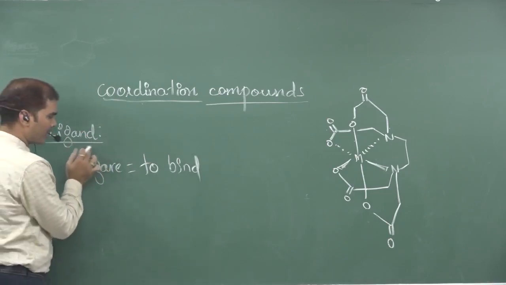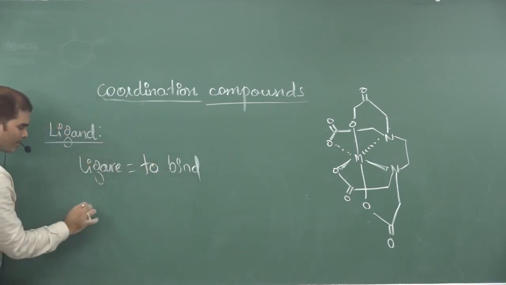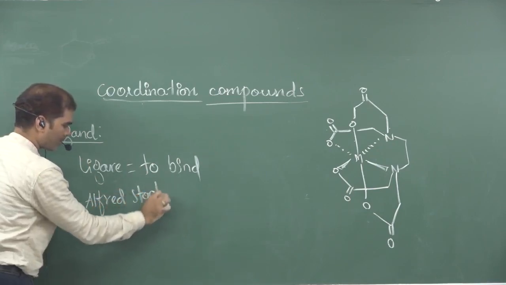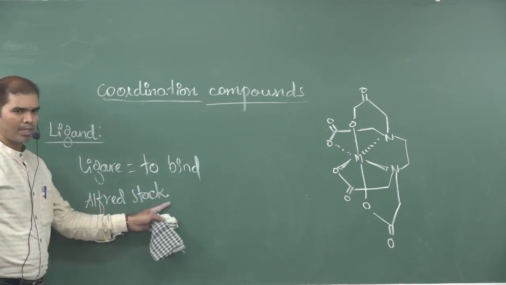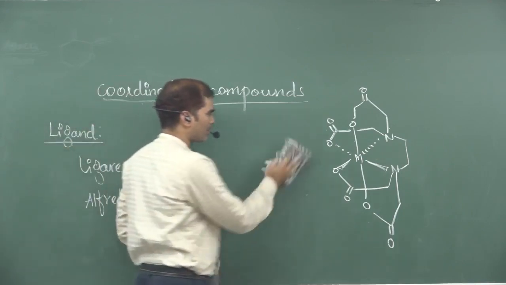So where does the word come from? Ligand comes from ligare, which means to bind. This was the word given by Alfred Stock. He did a lot of work in boranes. In borane chemistry, you will find the name of this scientist.